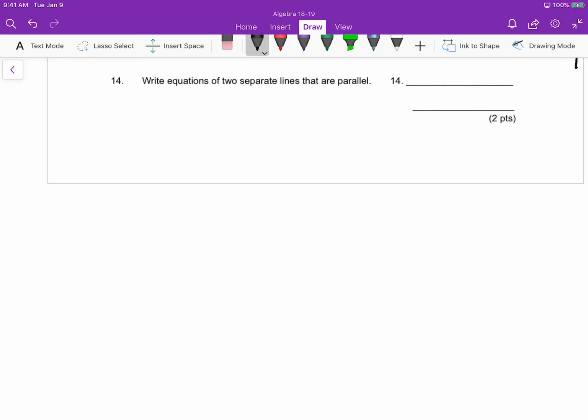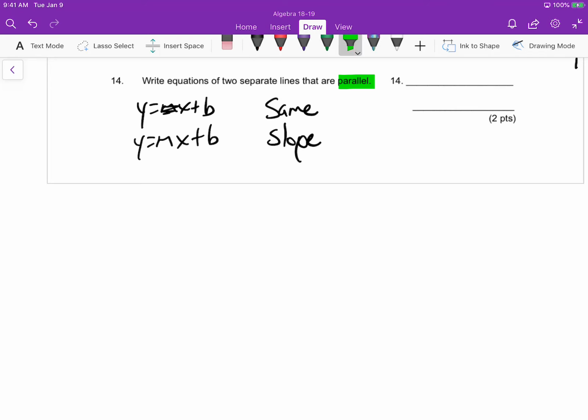Okay. Write equations of two separate lines that are parallel. Thank you. It's my choice. When I see parallel, right away I know same slope. So the easiest thing for me is to think I need to write y equals mx plus b, and I'm going to write another y equals mx plus b, where these slopes are the same. So how about y equals 3x plus 2, and how about y equals 3x plus 4?